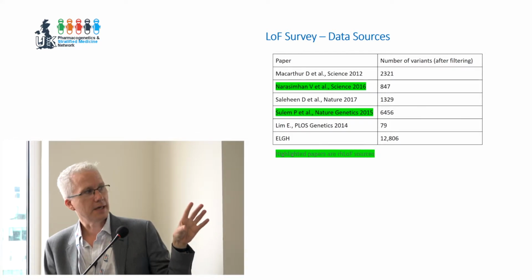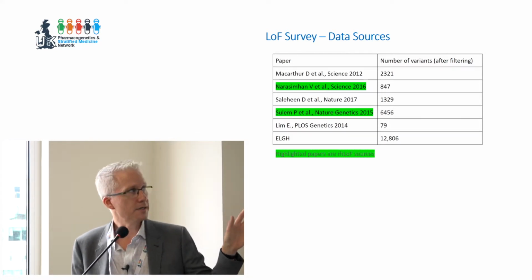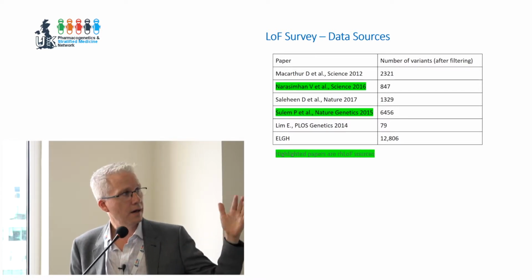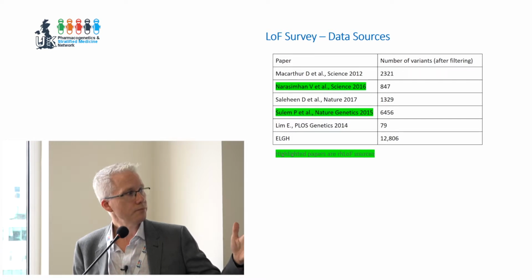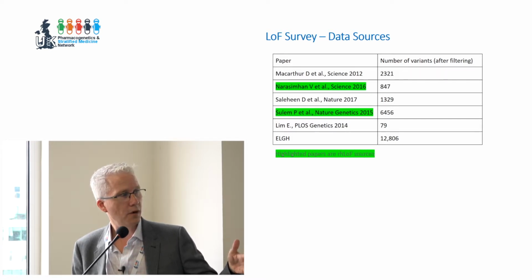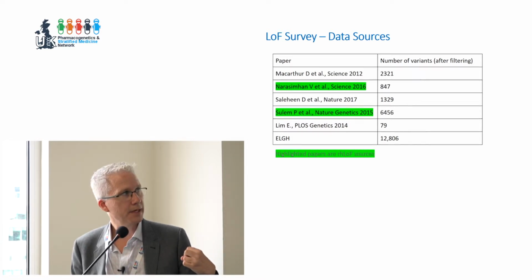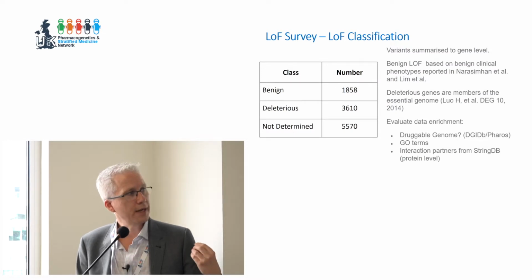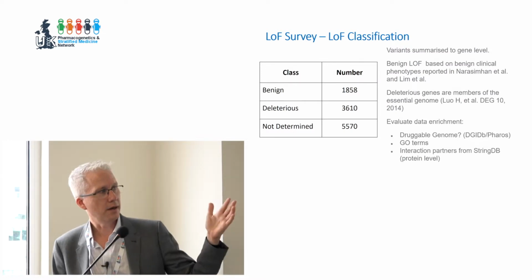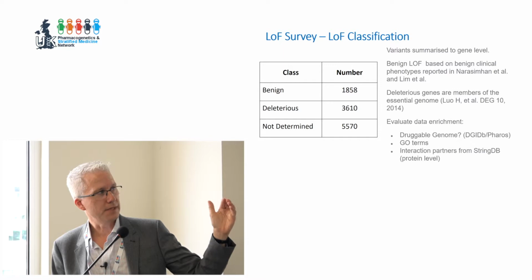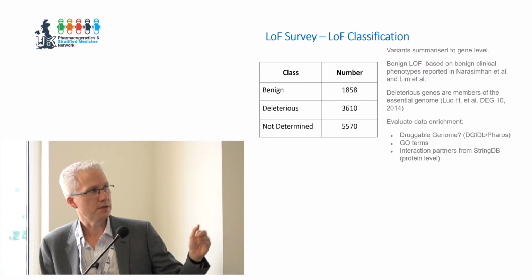And so this is the input that he put into the pipeline. So we've got many of the papers that we've been talking about so far today. I think a lot of the variants overlap, so it's about 12 to 15,000 variants. And when he actually ran the pipeline, he ends up with a classification of 1,858 benign variants, 3,600 damaging deleterious variants, and 5,000 not determined.